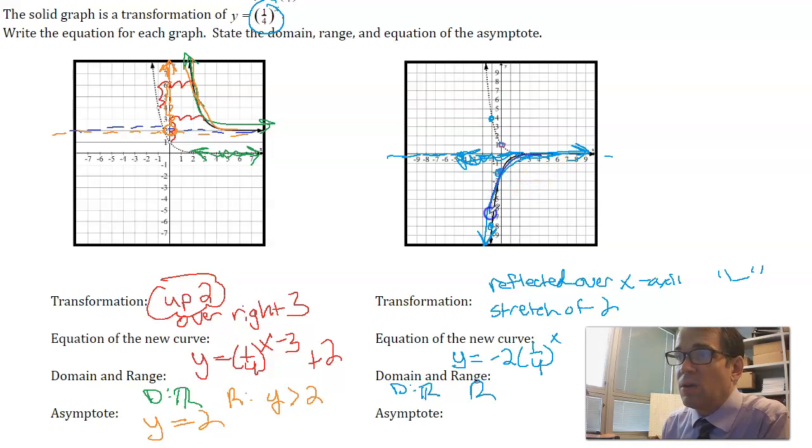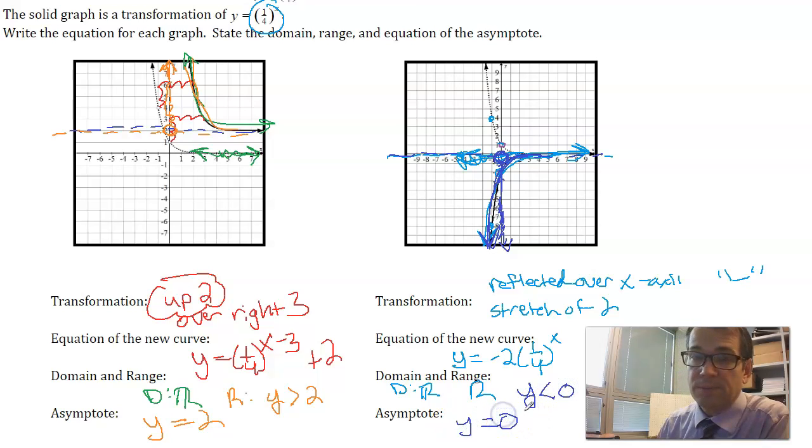as I go down, it goes down forever, but as I come up, it approaches this line, but it never reaches it. So on a number line, it's on the y-axis, it goes up to y, but it never quite reaches that point at 0. So the range is going to be y is less than 0 this time, and the asymptote is y equals 0. So we're definitely putting a lot of ideas together.